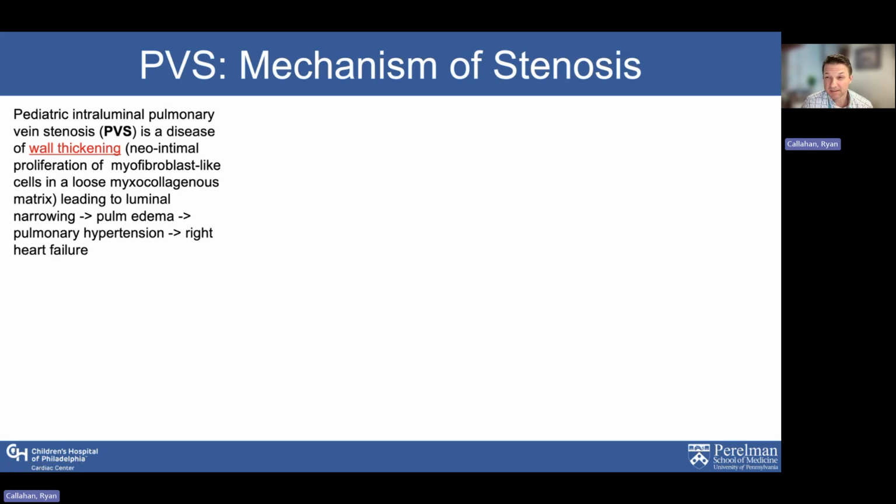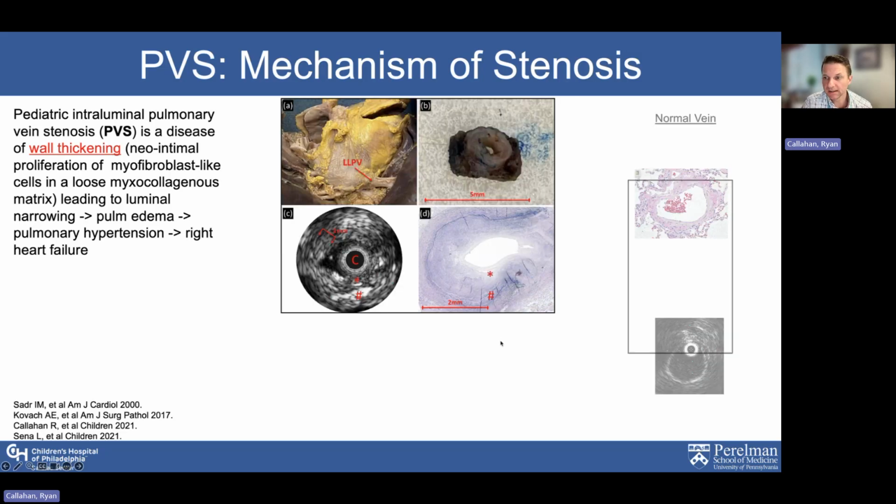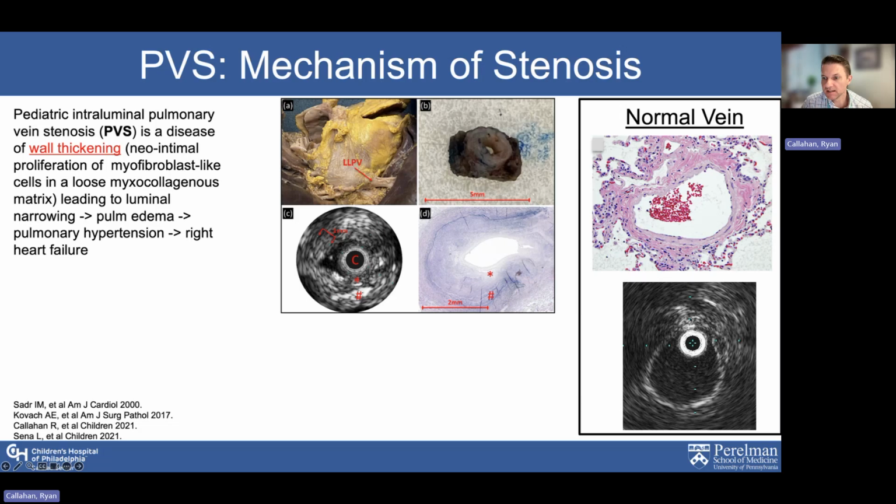So what is the mechanism of stenosis in PVS? Essentially, it's wall thickening. Here is an intravascular ultrasound showing the wall of a pulmonary vein. And within that is this black lumen. Here is the ultrasound probe.